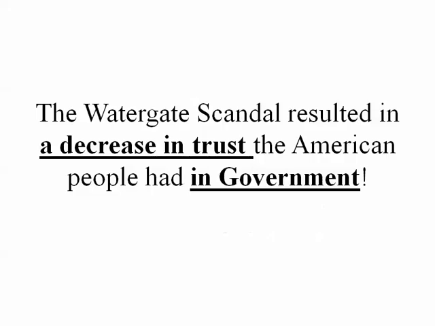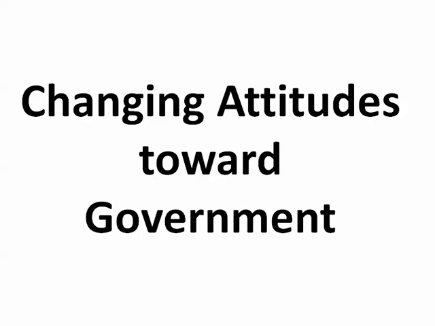Okay, so here's how we're changing attitudes toward government. They were becoming negative. Citizens say, yes, you are a crook. A lot of Washington people are crooks. So the Watergate scandal resulted in a decrease in trust. People started to mistrust government in America, and they thought that a lot of politicians were crooked. And so the citizens of the United States start thinking that all politicians are crooked. And so that's the changing attitudes toward government.